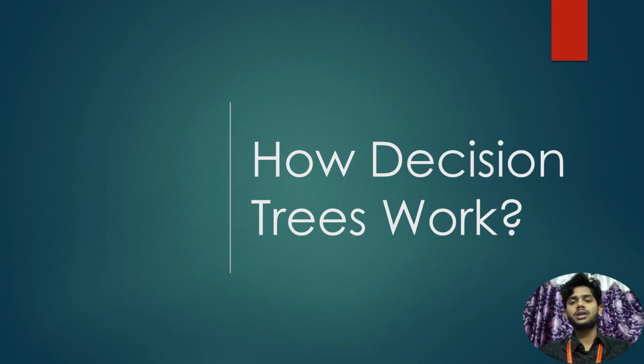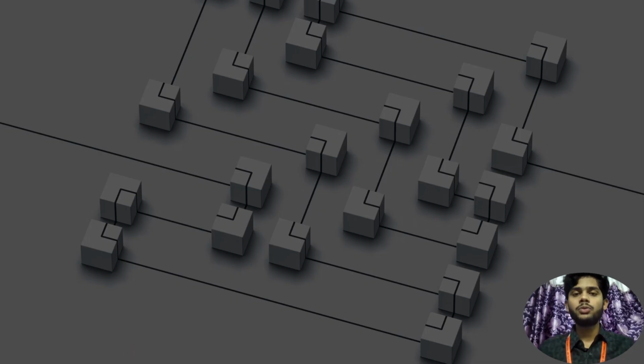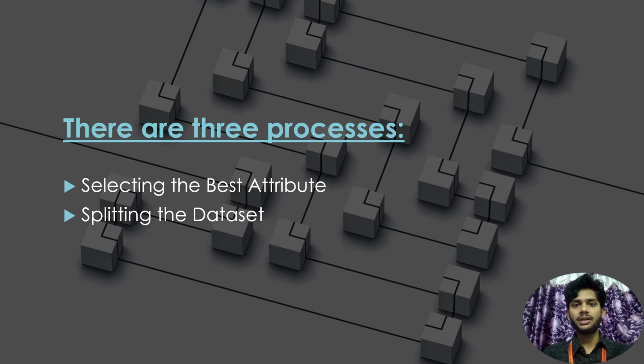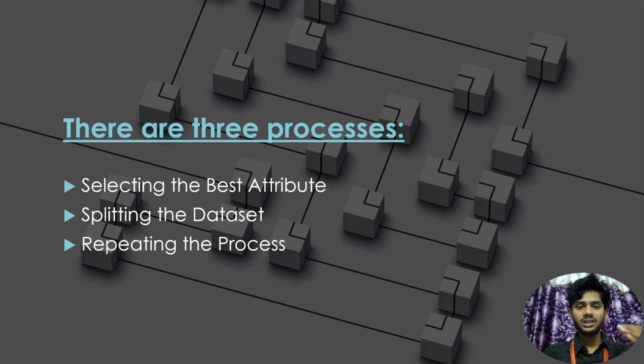Till now we have discussed what a decision tree is and what the components in a decision tree are. Now we will discuss how a decision tree works. A decision tree works in three steps. First is selecting the best attribute, then the second is splitting the data set, and the last process is repeating the process. These are the three steps used to get the final result of a decision by using the decision tree.